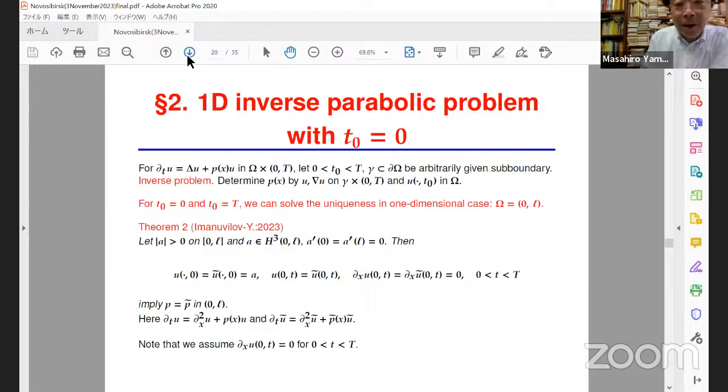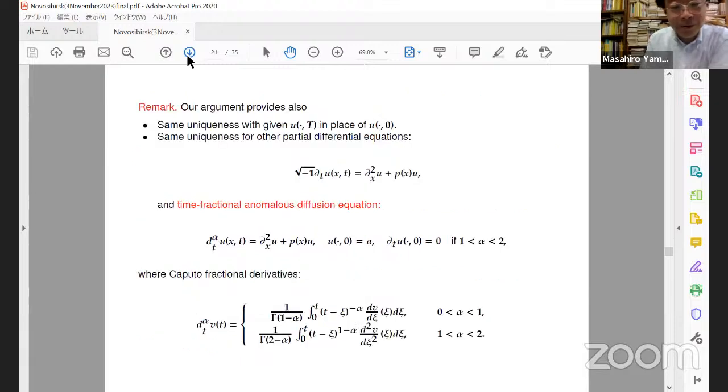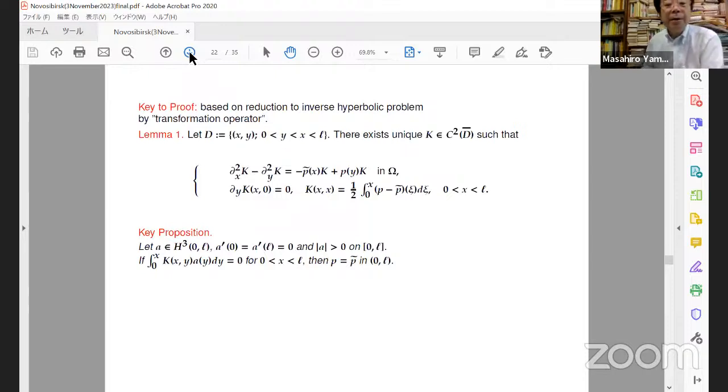Then maybe I'm a bit afraid of the shortage of time. Okay, then the remark is that the same method can work as it is for the Schrödinger equation, determination of the potential, or the time fractional anomalous diffusion equation. This is the same, but only in the one-dimensional case. And roughly speaking, the strategy is a transformation operator, I think, very early considered by Levitan.